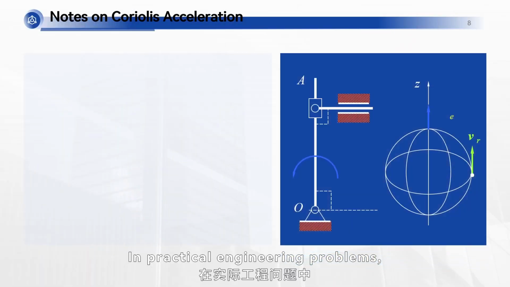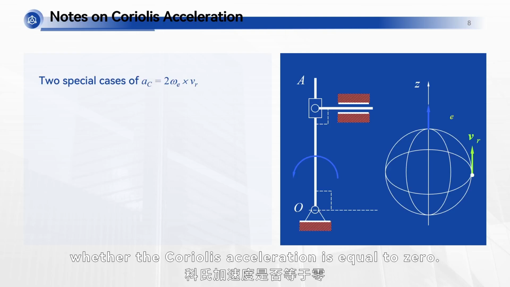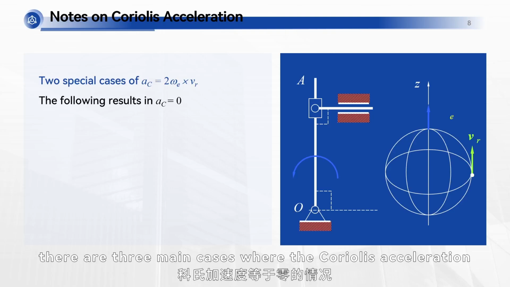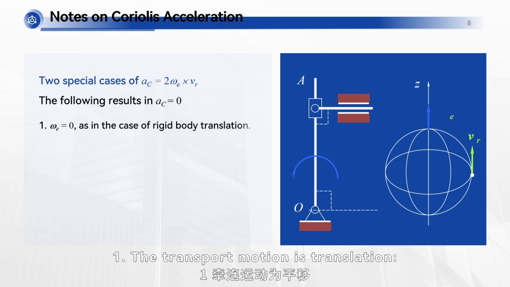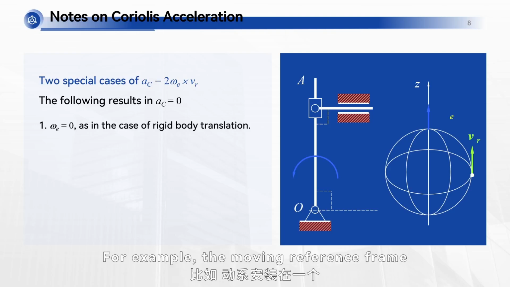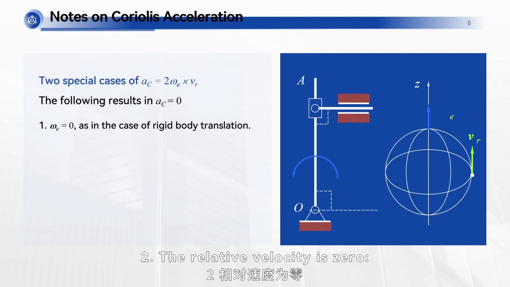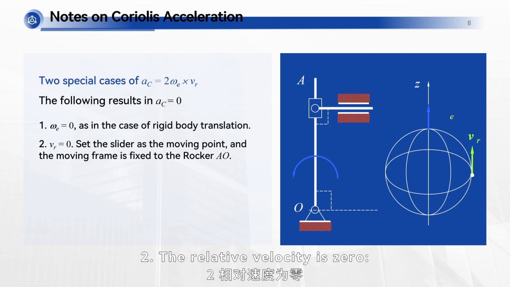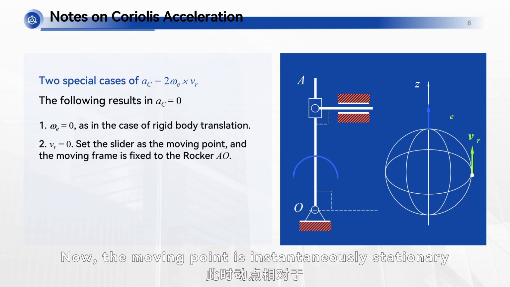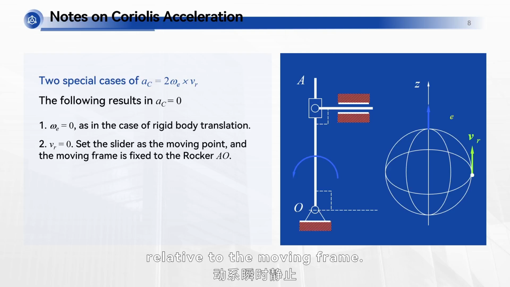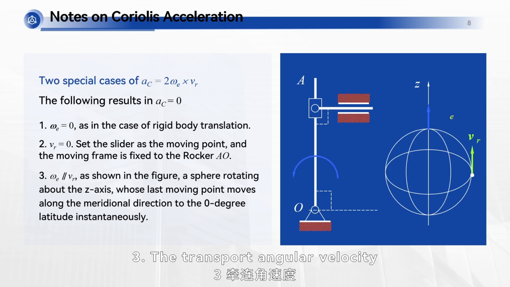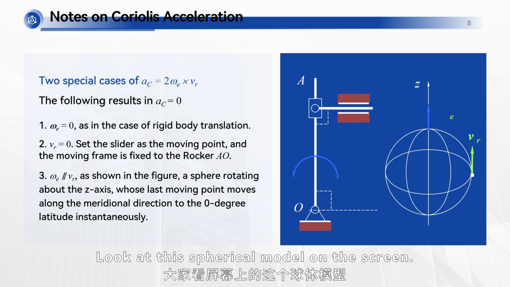In practical engineering problems, we often need to judge whether the Coriolis acceleration is equal to 0. According to the formula, there are three main cases where the Coriolis acceleration is equal to 0. 1. The transport motion is translation. For example, the moving reference frame is fixed on a train traveling in a straight line. 2. The relative velocity is 0. Now, the moving point is instantaneously stationary relative to the moving frame. 3. The transport angular velocity is parallel to the relative velocity. Look at this spherical model on the screen.